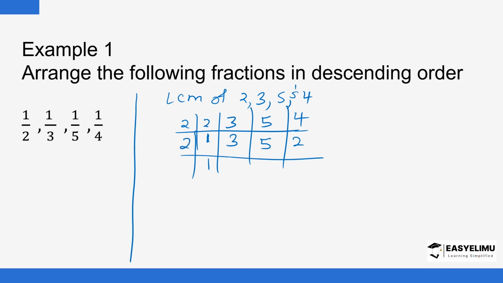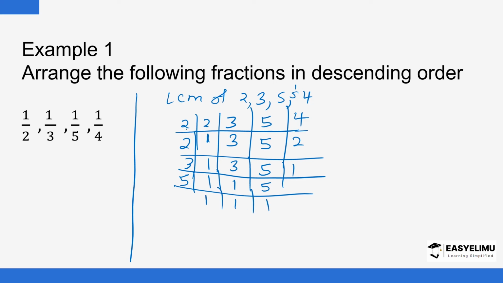Again, 1 is not divisible, 3 is not divisible by 2, 5 is not divisible, and 2 divided by 2 is 1. Then we move to 3. 1 is not divisible by 3, 3 divided by 3 is 1, 5 is not divisible by 3. And then 5, 1, 1, 1.